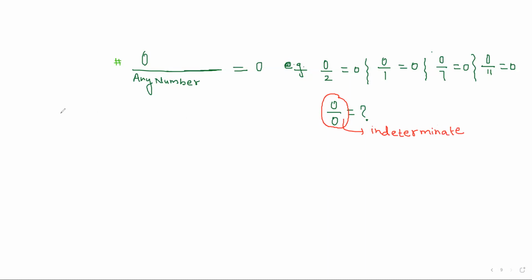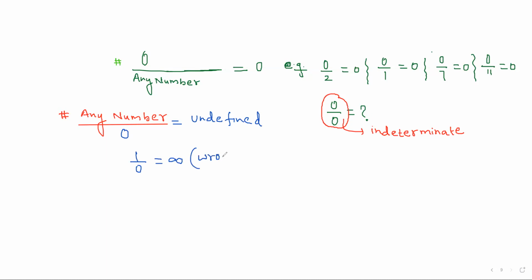Next thing is that any number divided by 0 is equal to what? Undefined. Someone asks me, 1 by 0 is equal to infinite. But that is the wrong thing. 1 by 0 is not infinite. That is wrong. Someone asks, 1 by infinite is equal to 0. That is wrong, beta.